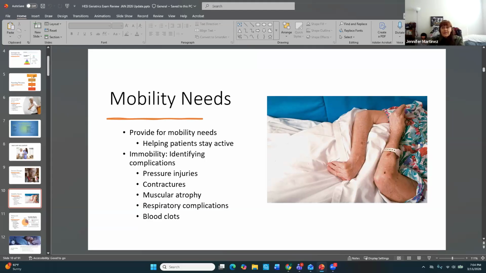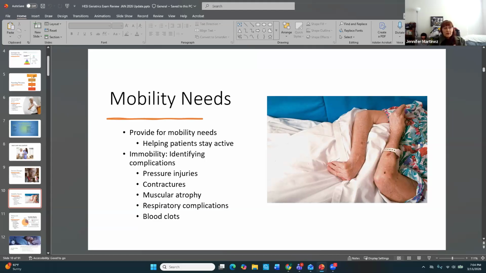If they are immobile, complications are always a concern. Pressure injuries, for one, doesn't matter if they're sitting in a wheelchair or they're laying in bed. They are at risk for pressure injuries. So making sure that we're offloading those pressure points, right? So think of the head, the elbows, the shoulders, the hips, the butt, the heels, the Achilles tendon, the ankles.